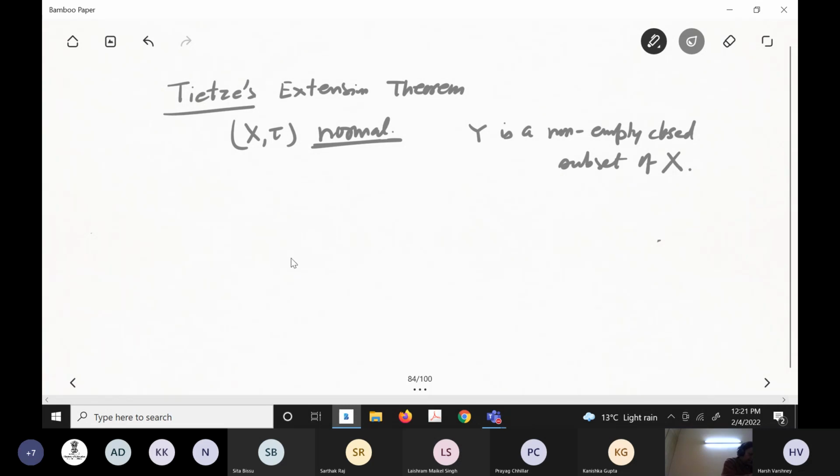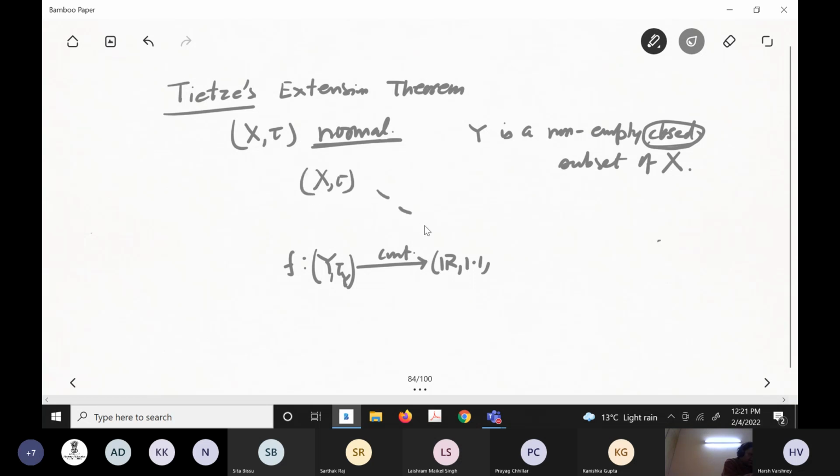Look, usually how do we write the extension? Here is the first version I'm giving. Suppose f from Y to R with the usual topology, and on Y you have the subspace topology, tau_Y. Suppose this is continuous, and Y is non-empty closed, this is very important. Then there is an extension to (X, tau).